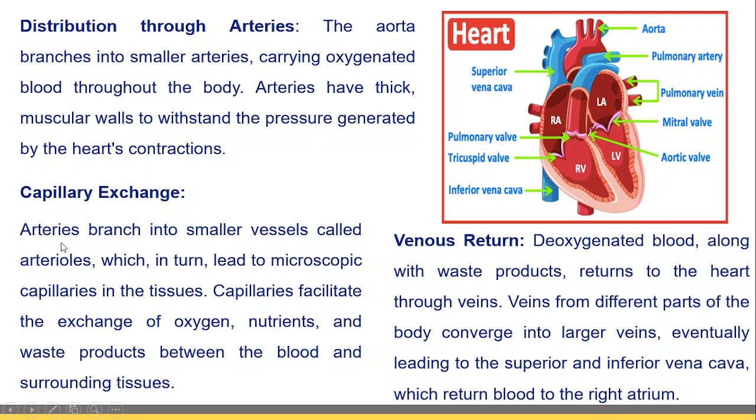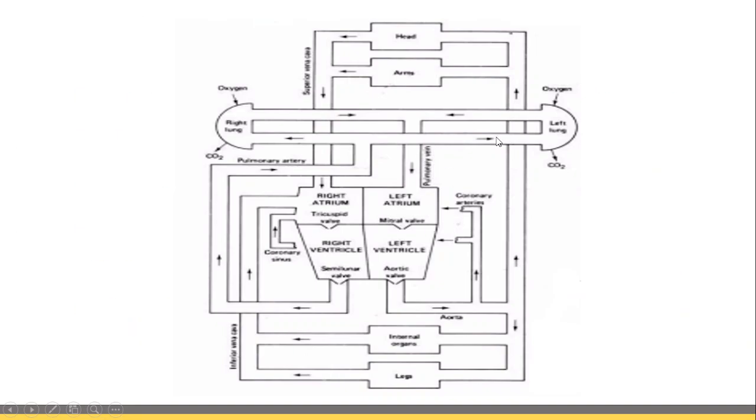Similarly, in capillary exchange, the arteries branch into smaller vessels called arterioles, which in turn lead to microscopic capillaries in the tissues. Capillaries facilitate the exchange of oxygen, nutrients and waste products between the blood and surrounding tissues. So here that process will take place in the lungs and the heart. From the heart, the blood enters the lungs, and here the transport of oxygen and carbon dioxide will take place.